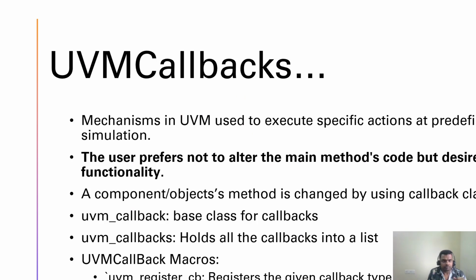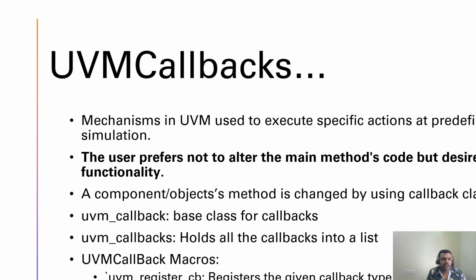Okay, so coming to the slides, this is the UVM callback session, and here I will go through these bullet points, and these are pretty simple. You can understand. The theory part you can get from many links that are already available, so you can just refer to them. I will go through the implementation details in the next slide. Callbacks are mechanisms in UVM used to execute specific actions at predefined points during simulation. Callback classes will have methods written in them, and we can execute those methods during the simulation at some points.